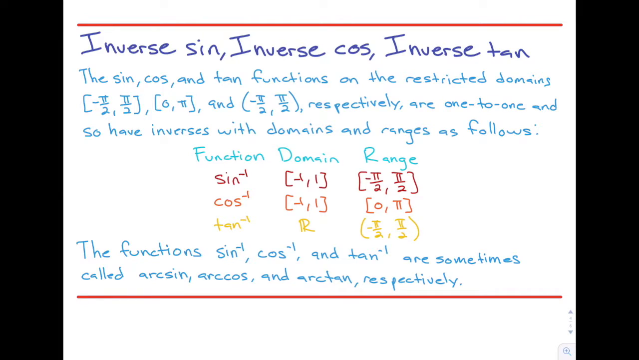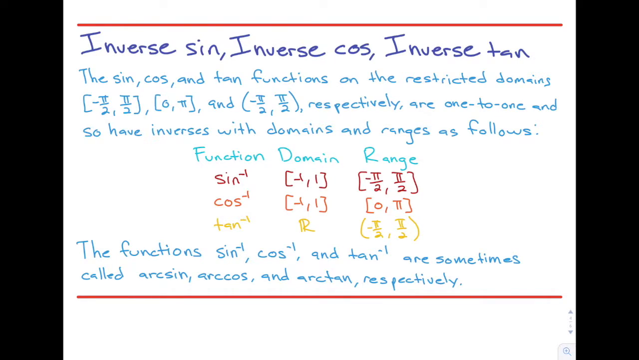For the function sine inverse, we have domain negative 1 to 1 inclusive on both sides, with range the domain of our restricted sine, negative pi over 2 to pi over 2 inclusive on both sides. We have cosine inverse with domain negative 1 to 1 inclusive on both sides, and range 0 to pi inclusive on both sides. Again, the domain of our restricted cosine is the range of our cosine inverse. And for tangent inverse, we have a domain of all real numbers with range of negative pi over 2 to pi over 2 exclusive on both sides. And then finally, the functions sine inverse, cosine inverse, and tangent inverse are sometimes called arc sine, arc cosine, and arc tangent, respectively.